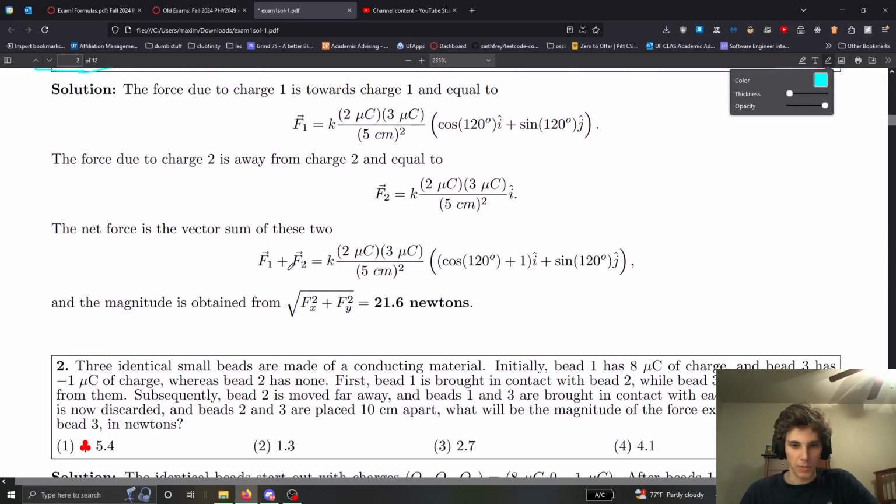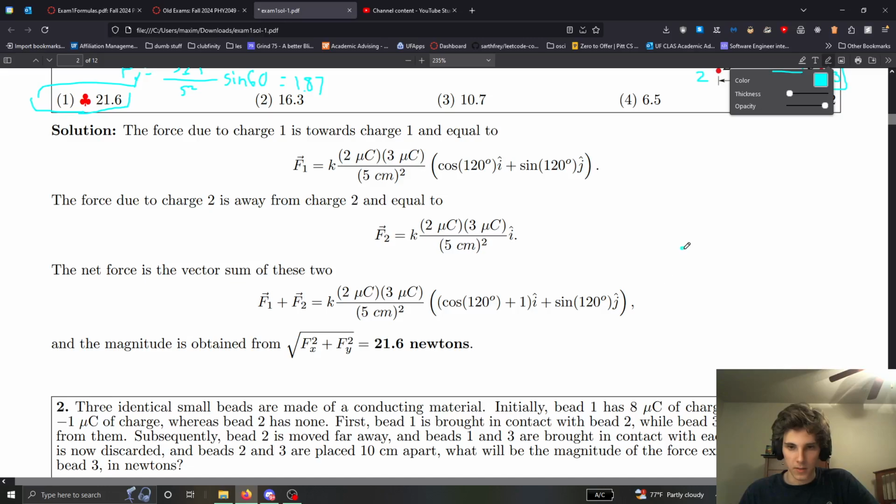All right, number 2. We have 3 beads. So bead 1, bead 2, bead 3. Bead 1 has 8 charge, bead 3 has -1, the other one has 0. These two touch, so that means that each of them now have 4, and bead 3 still has -1. Then these two touch. The sum of their charges is 1.5, or sorry, 3. So if we divide them amongst the two charges, we get 1.5 for each of them.